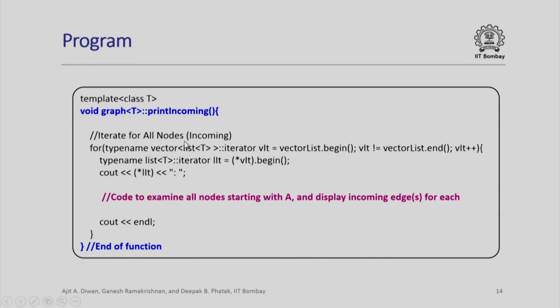The incoming edges is slightly different than outgoing edges. We have to iterate through all the nodes. What we do is, we just put that same iterator, vector list dot begin up to vector list dot end, and VLT plus plus. We now define an iterator LLT where we set it to the begin. Now, we output that particular thing followed by a colon. What we need to do is, we need to examine all nodes starting with this and display incoming edges for each. So, let us see how we do that.